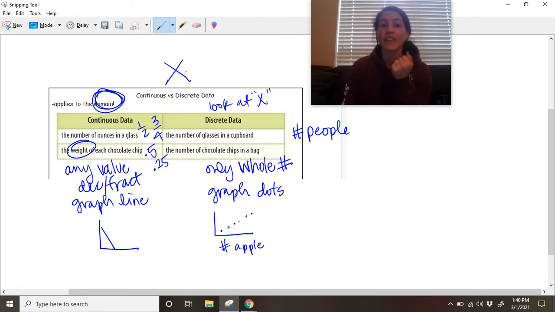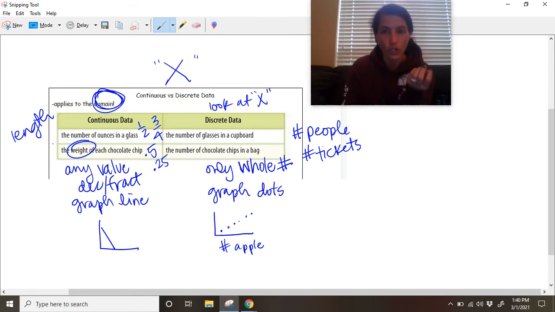Again, we're only looking at the X. We're only looking at the domain. So the number of people is always going to be discrete. If you have to buy tickets for something, like the number of tickets to the movies, it's going to be discrete. An example would be length, like measuring the length of something in inches or centimeters, that's going to be continuous because you can have a partial inch or a partial centimeter.